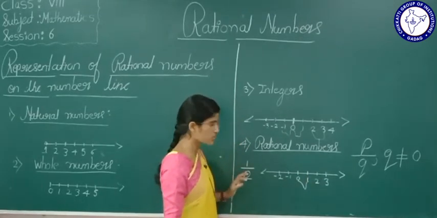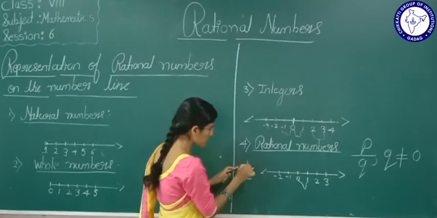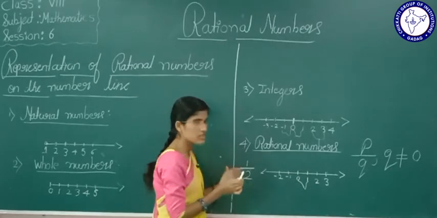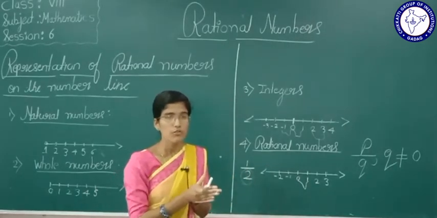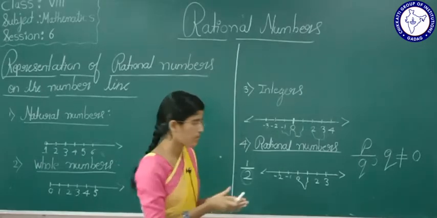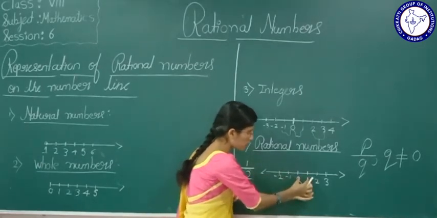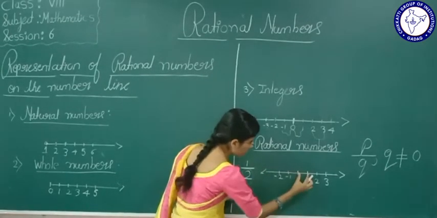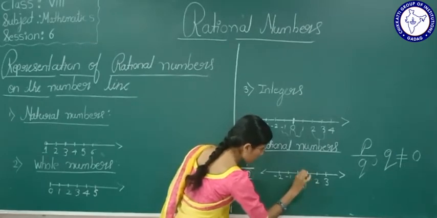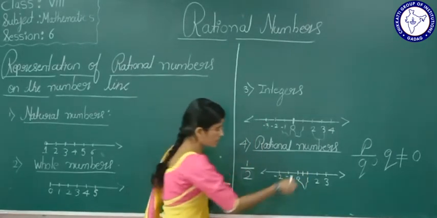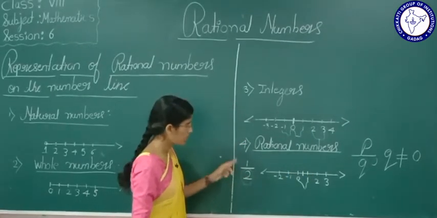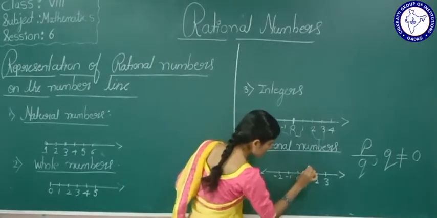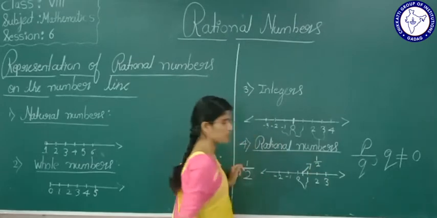What we have to do, see here students, it is so simple. This is the numerator, this is the denominator. Here the denominator tells us the number of equal parts into which this has to be divided. Here 2 is there, right? It means we have to divide 0 and 1 into 2 equal parts. See here, 1 part, 2 parts. Here 1 tells us how many parts should be considered. Here it is 1. This is nothing but 1 by 2.